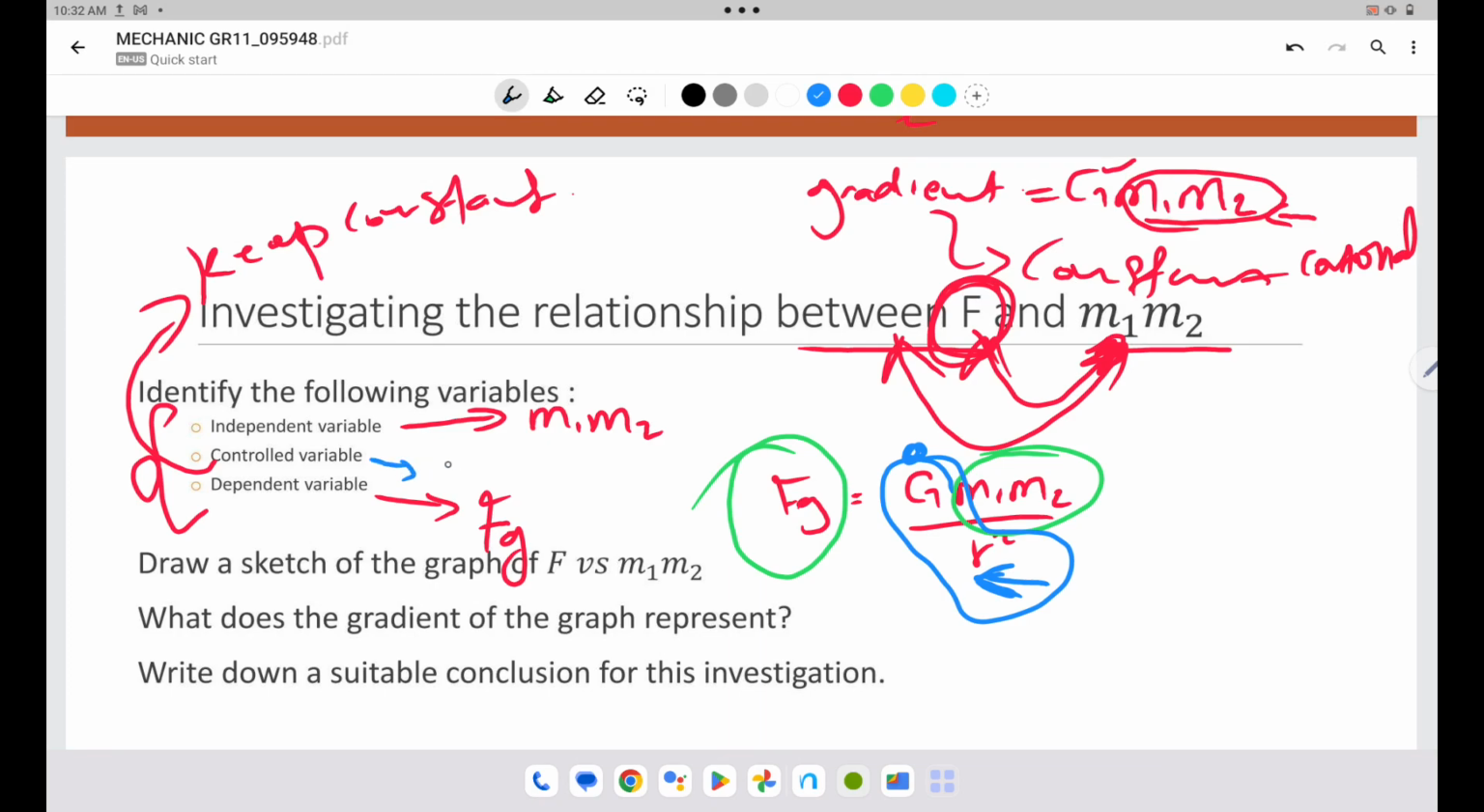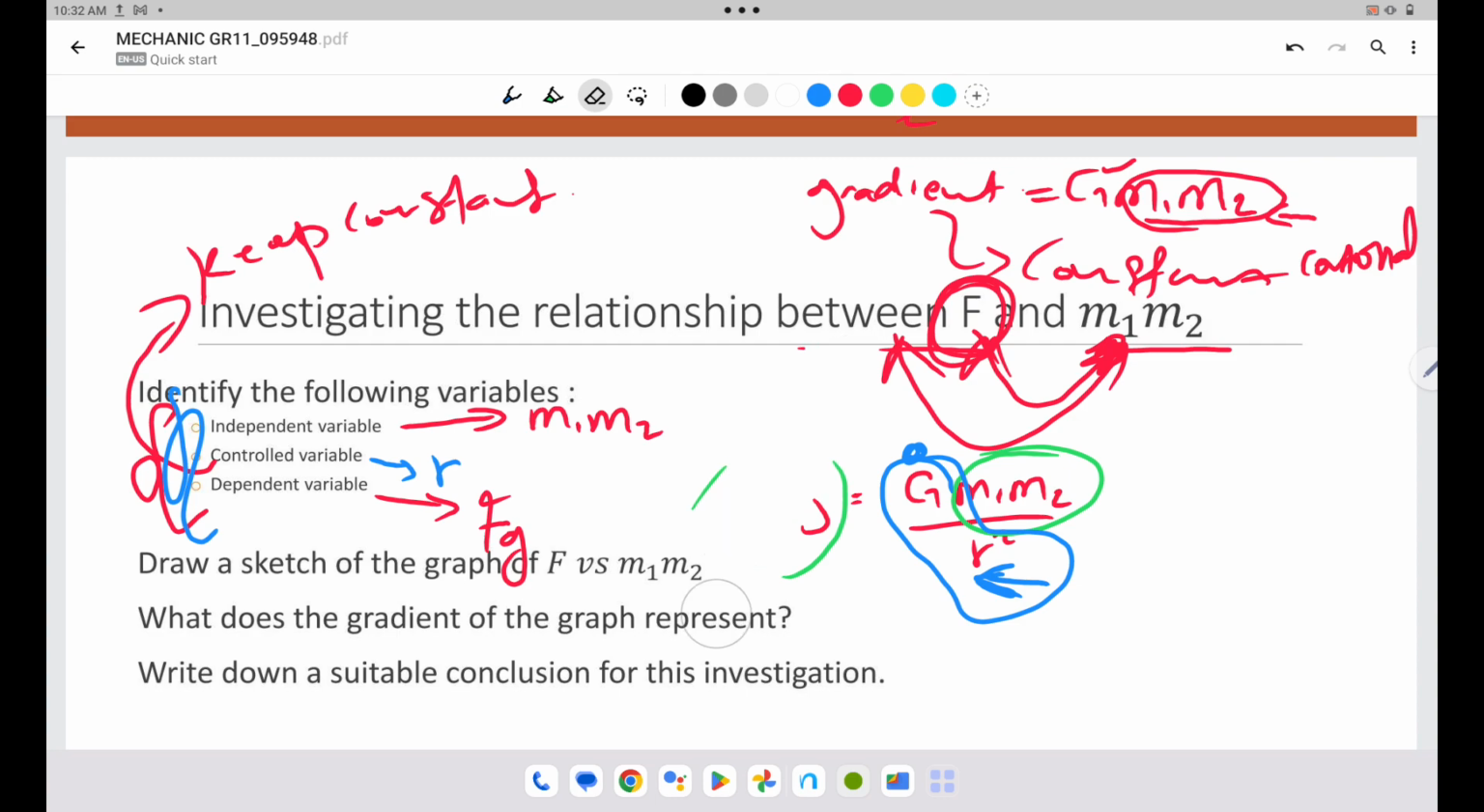So it will be the distance between the center of M1 and M2. Please note that I'm writing R and not R squared. The physical quantity, the measurable quantity here, is the distance between the centers of M1 and M2. That is the physical quantity. And when we write here with the variables, we are writing the physical quantities. I hope that is clear.